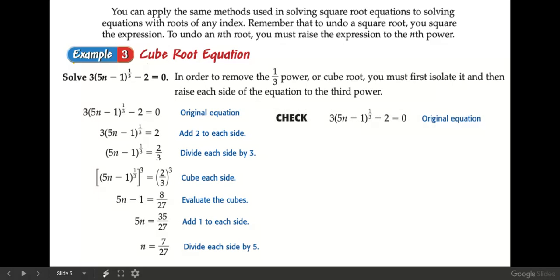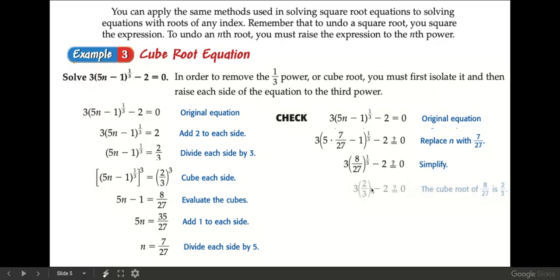So again, I'm going to check in my original equation to make sure it works. Substituting my value in, and simplifying, I would get that 0 equals 0. So it does in fact check out. So make sure that you check your solutions. This one does check out.